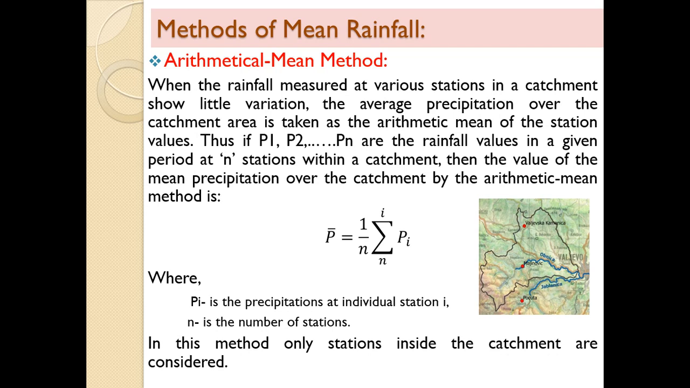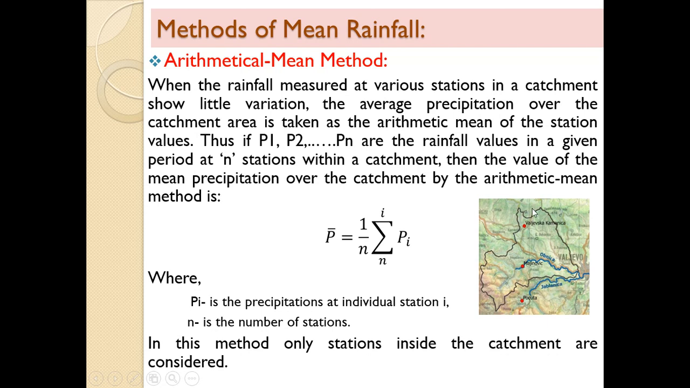So Pi is nothing but the precipitation at individual stations. P bar is P1 plus P2 plus up to Pn divided by n. The summation of the precipitations at individual stations divided by the number of stations will give you the average precipitation over the area. So this is the arithmetic mean method. If the rain gauge stations show little variation, this method is used. And the most important thing is that in this method, only stations inside the catchment are considered.